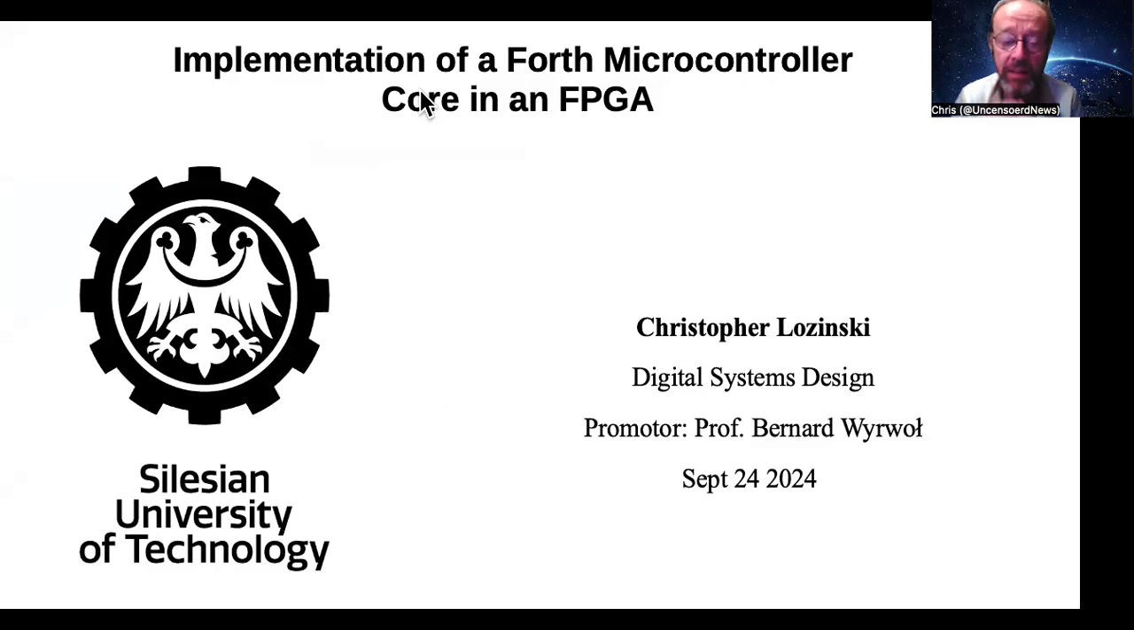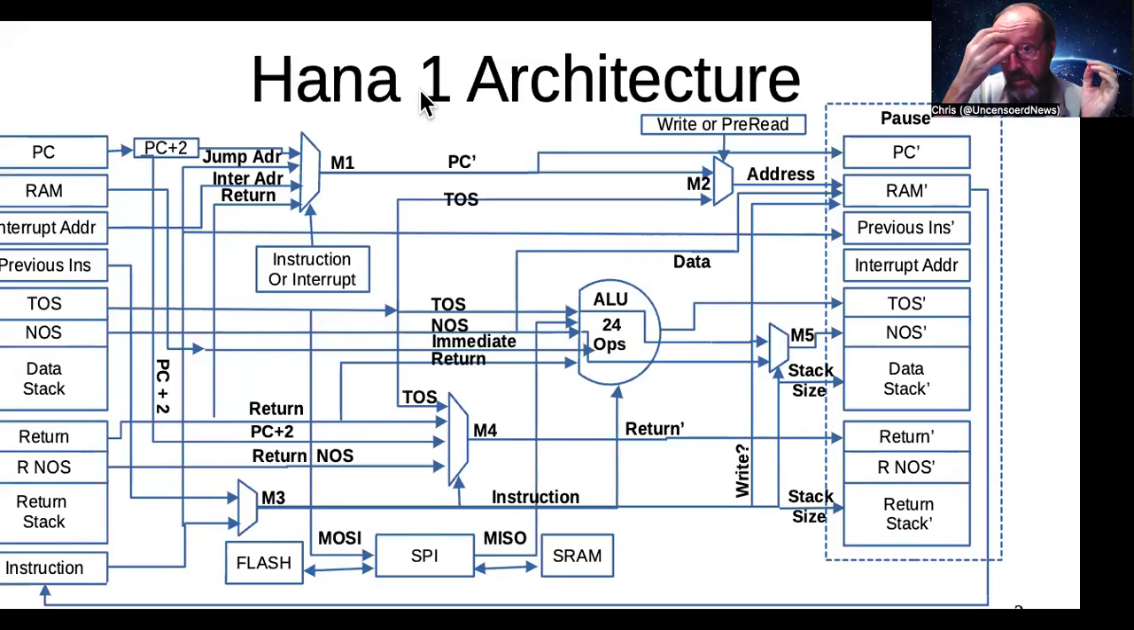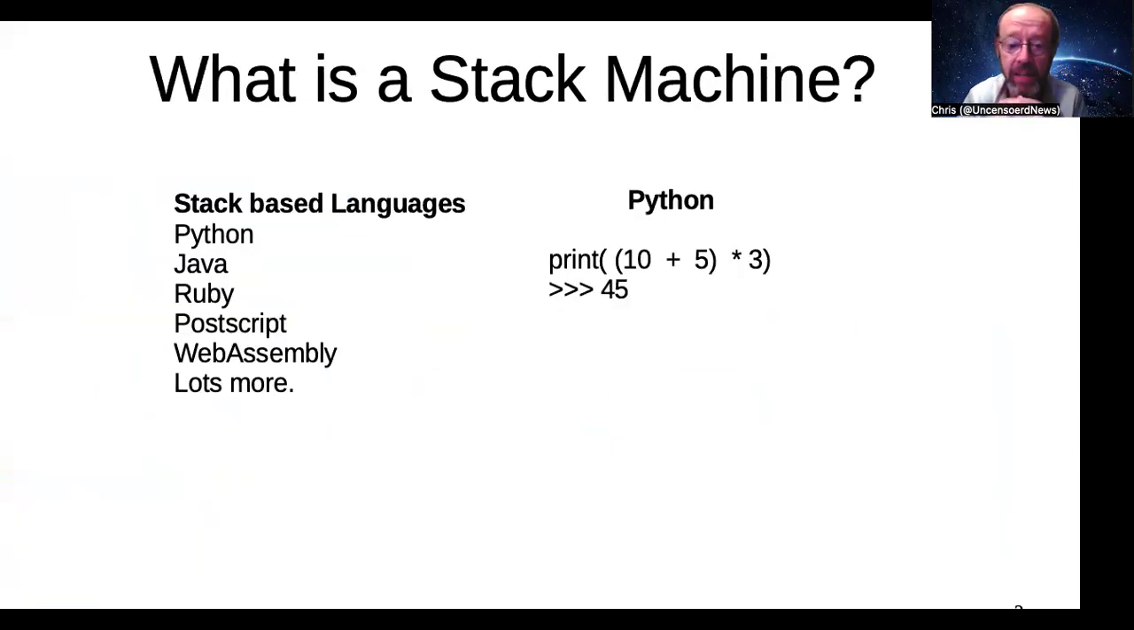Hello. My thesis is on implementation of a Forth microcontroller core in an FPGA. Here you have the HANA 1 architecture, and if we had an hour to study it, you would notice that there's no register file. There are stacks, but no register file, and that's because this is a stack machine. What is a stack machine?